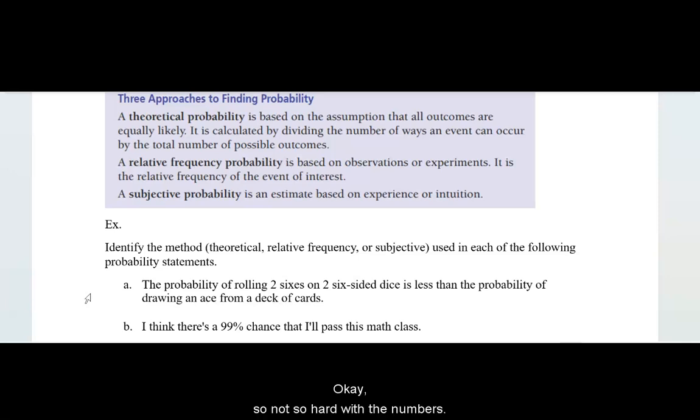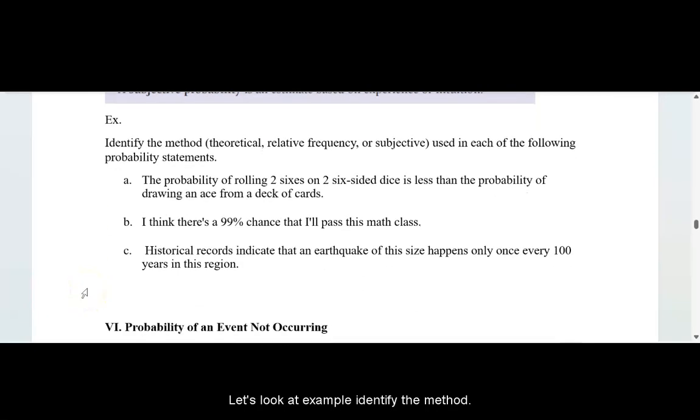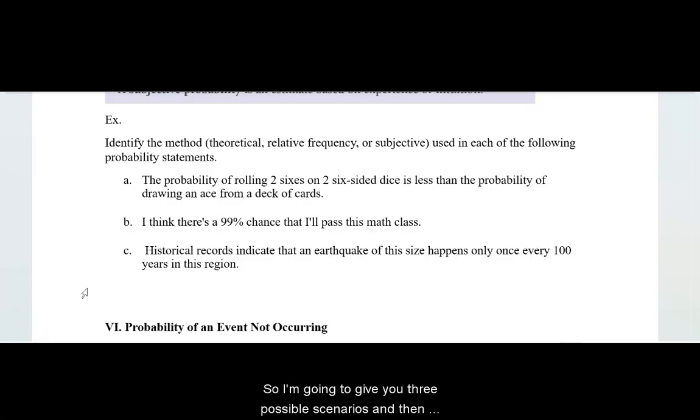Okay, so not so hard with the numbers. Let's look at an example. Identify the method. I'm going to give you 3 possible scenarios and then decide which is theoretical, relative frequency, or subjective. A: the probability of rolling 2 sixes on 2 six-sided dice is less than the probability of drawing an ace from a deck of cards. Now, we're not doing any calculations. They're actually giving it to us. What we need to decide is what type of probability this is.